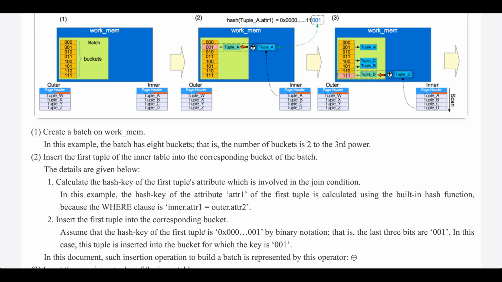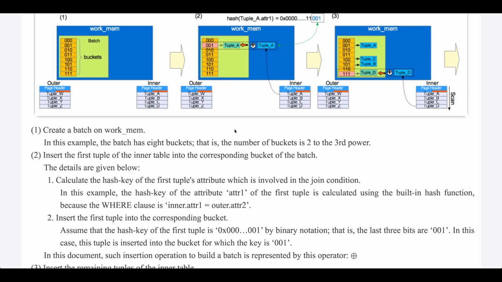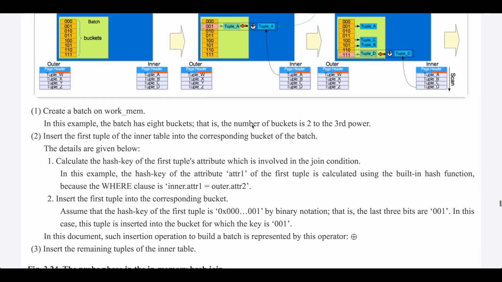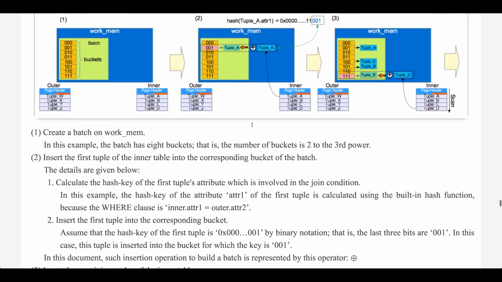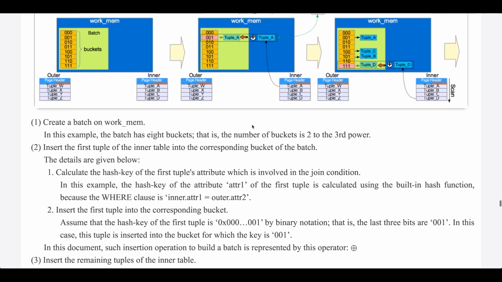Assume that the hash key of the first tuple is 0x000...001 in binary notation. That is, the last 3 bits are 001. In this case, this tuple is inserted into the bucket which has the key 001. In this document, such insertion operation to build a batch is represented by this operator. 3. Insert the remaining tuples of the inner table.